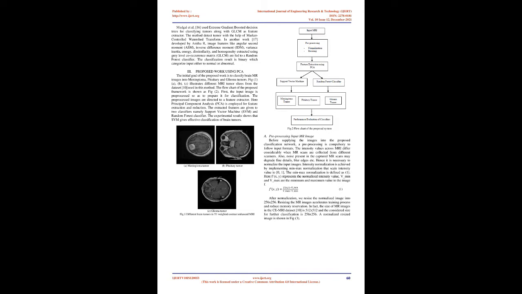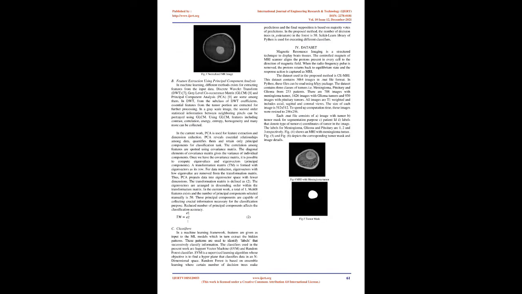3. Proposed work using PCA. The initial goal of the proposed work is to classify brain MR images into meningioma, pituitary, and glioma tumors. Fig. 1, A, B, C, illustrates different MRI tumor slices from the dataset 10 used in this method. The flowchart of the proposed framework is shown as Fig.